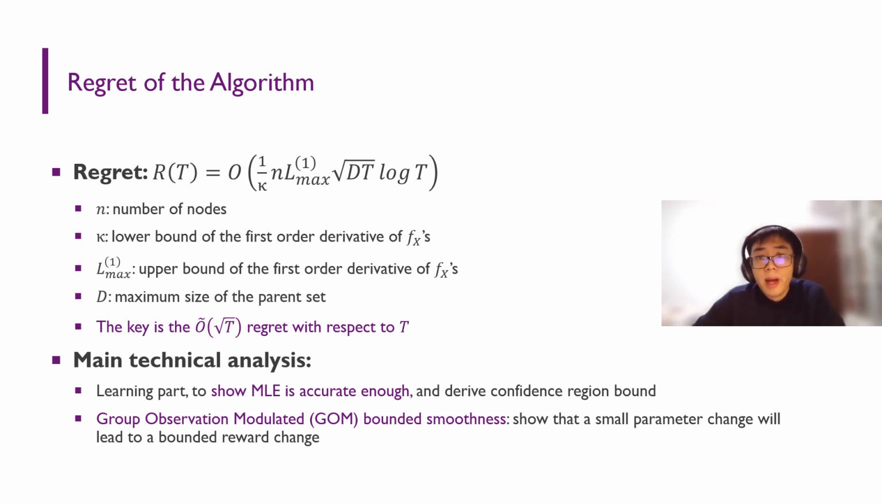In our proofs, the main technical issues are listed in this slide. For the learning part, we need to show MLE is accurate enough and derive the confidence region bound. Also, we need a group observation modulated bounded smoothness condition to show that a small parameter change will lead to a bounded reward change. With these two steps, one could imagine that the rewards of all interventions are estimated accurately, so one could find the optimal super arm.